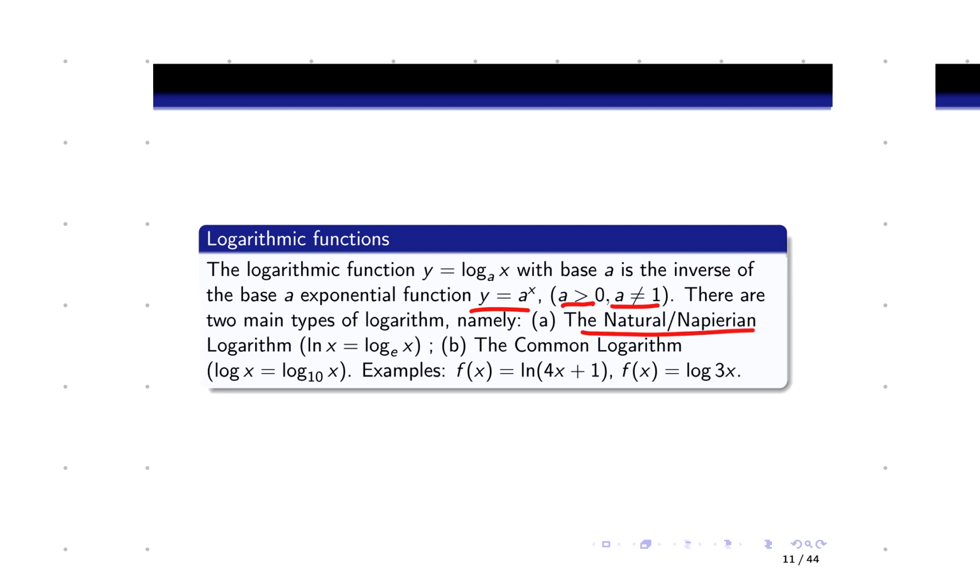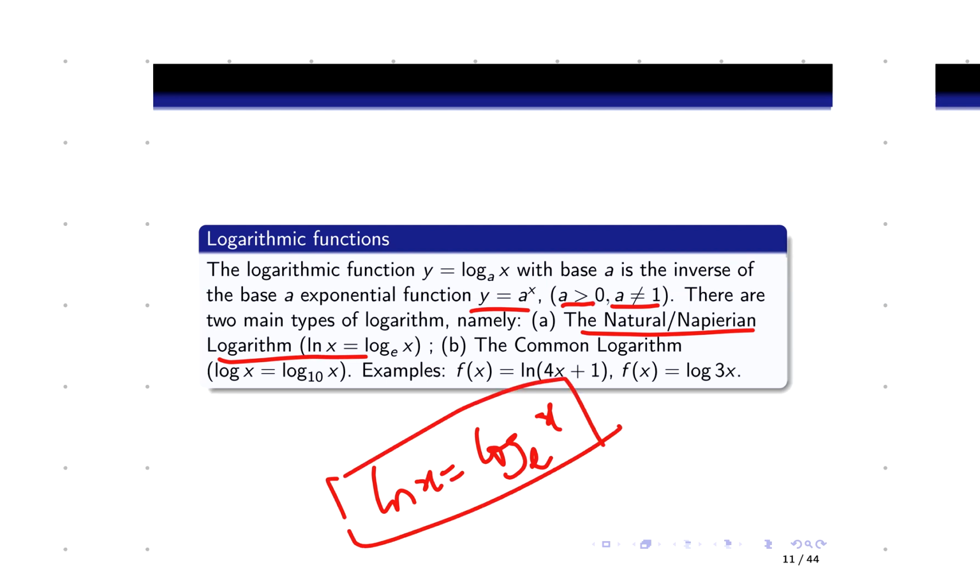So we have ln x, which is actually log x to base e. So that's the natural or Napierian logarithm named after John Napier. I guess he was the guy that did the four-figure table or something like that. Then you have the common logarithm, that is log to base 10. So you are going to come across these kinds of logs a lot.